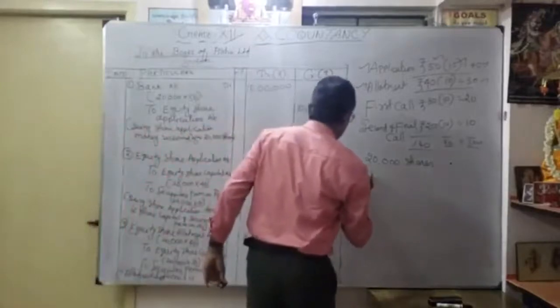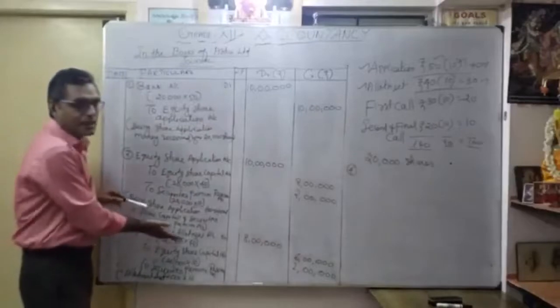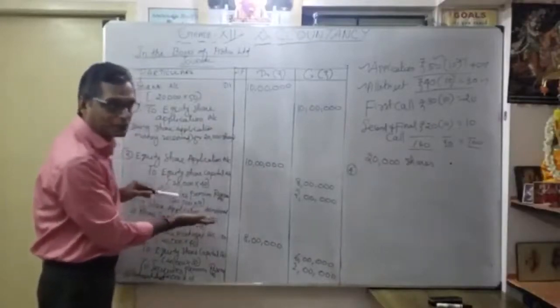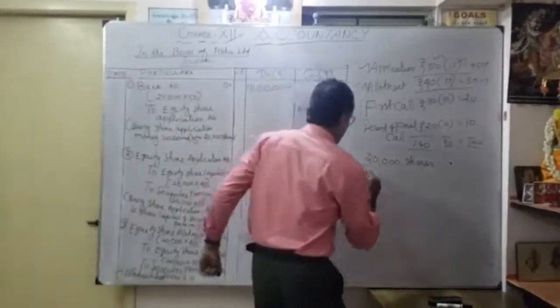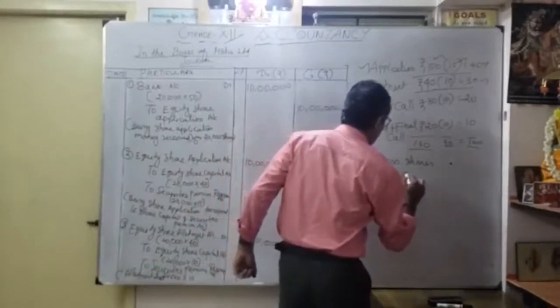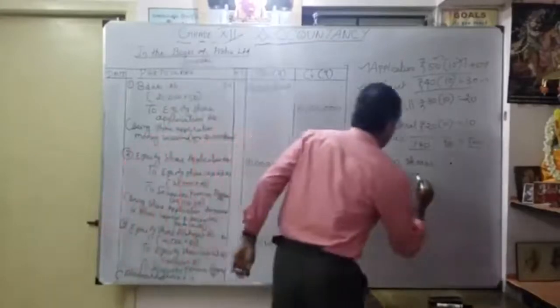Fourth one. Continuation. So now we got money. It's a due entry. How much I expected? Whatever the money, how much I allotted money to the equity shareholder? How much? 8 lakhs. So now I got money. So what is the entry? So bank account debit. How much? The entire 8 lakhs. Okay. So 8 lakhs.